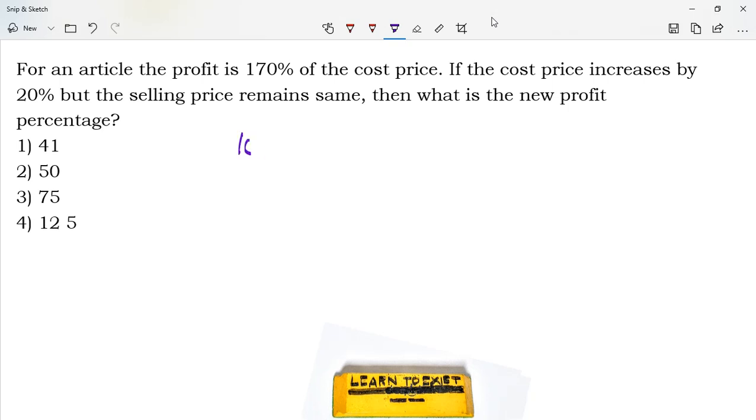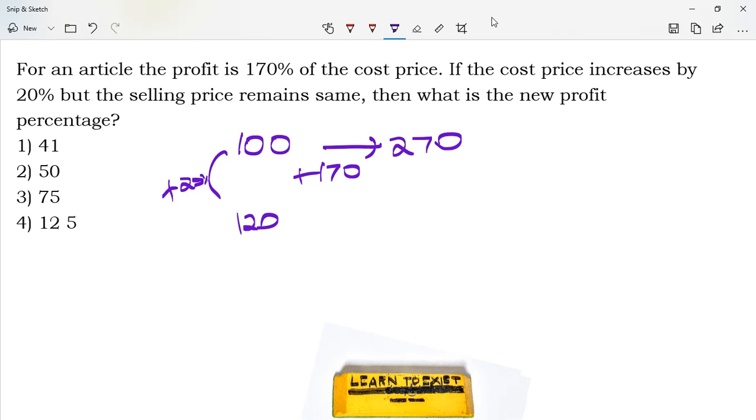Taking the actual cost price as 100, 170% is the profit, so the selling price will be 270. If cost price increases by 20%, that means 120, and it is sold for the same 270 itself. We can say the profit here is 150, right? 150. Okay, and we need to find out the profit percentage.